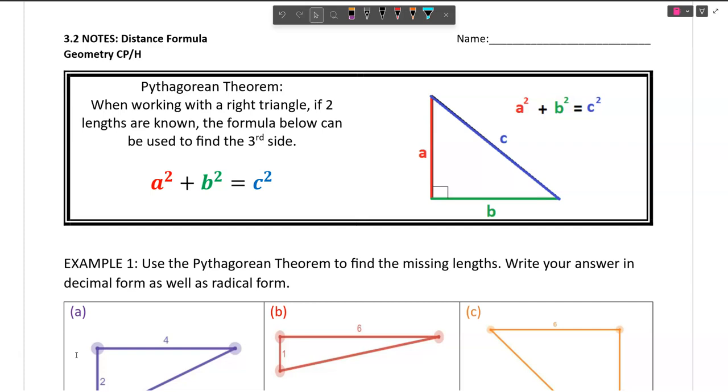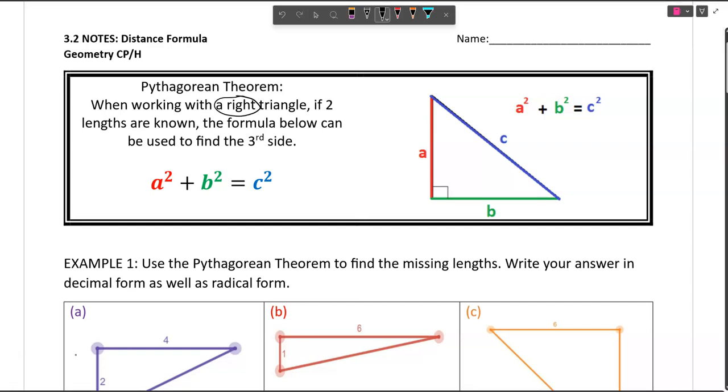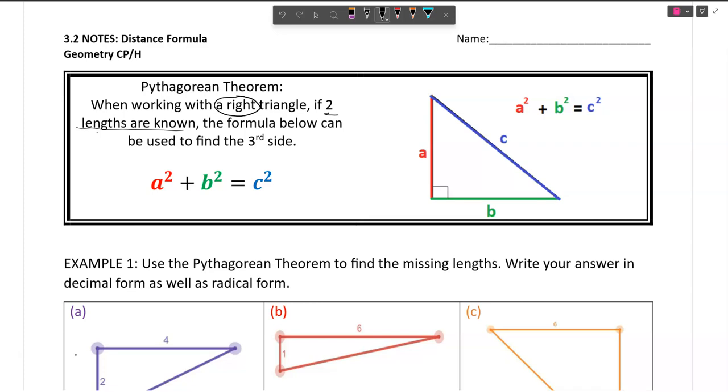But before we do that, we're going to talk about something you may have learned in the past, and that is the Pythagorean theorem. A quick review: when you're working with a right triangle specifically, if you know two of the lengths, you can use the formula a squared plus b squared equals c squared to find that missing length. C squared, of course, is always going to be what's called our hypotenuse. Hypotenuse, got to spell that properly. And that's always going to be the side that is opposite from the 90-degree angle. So just a quick review of that.